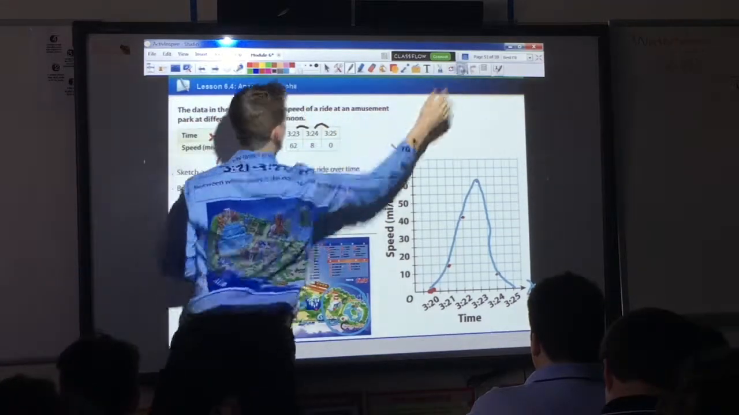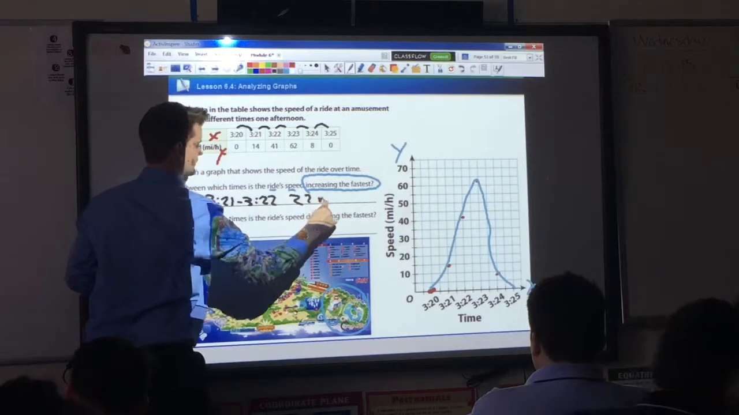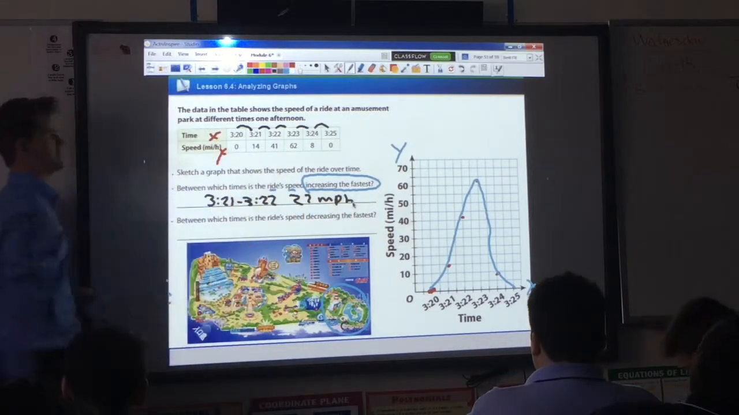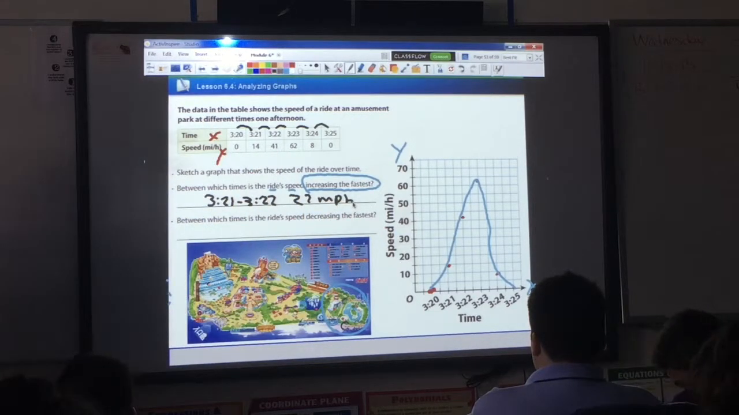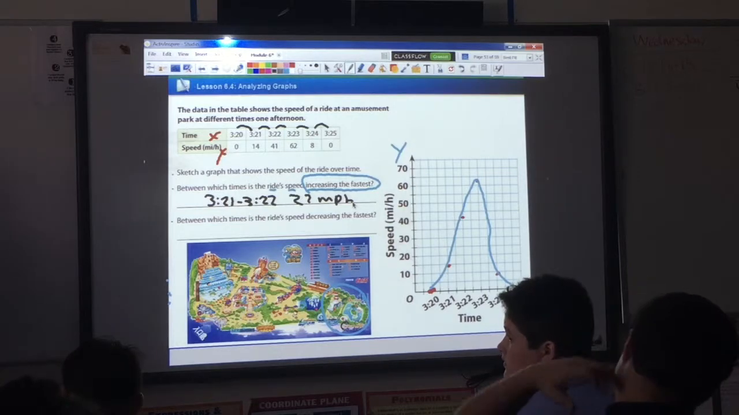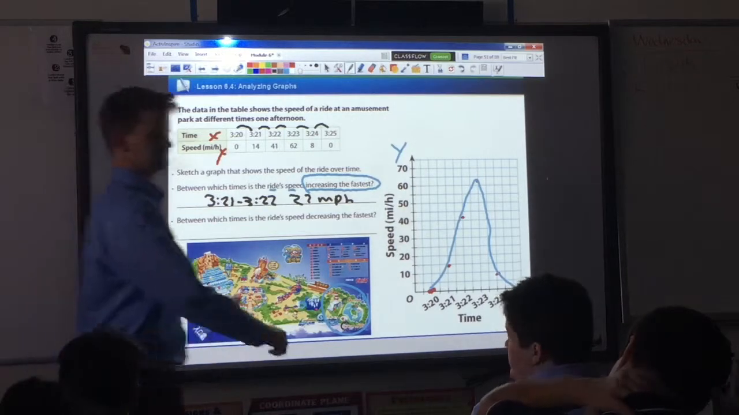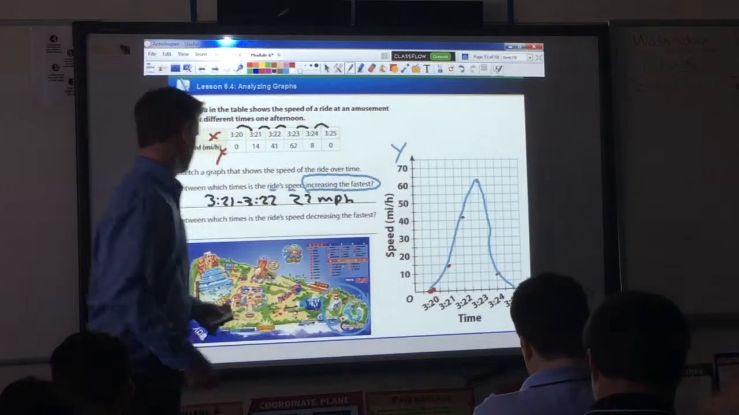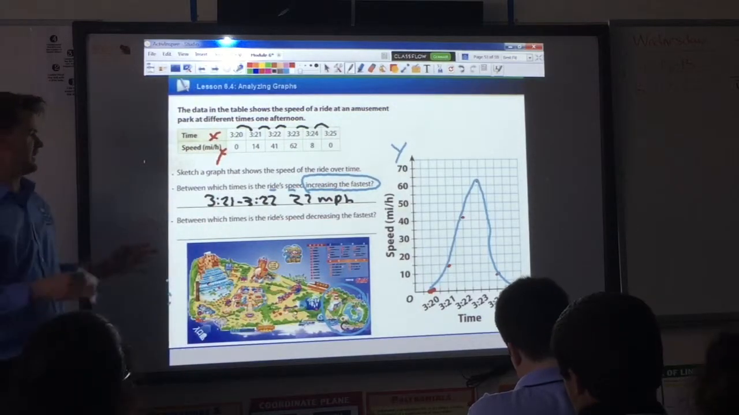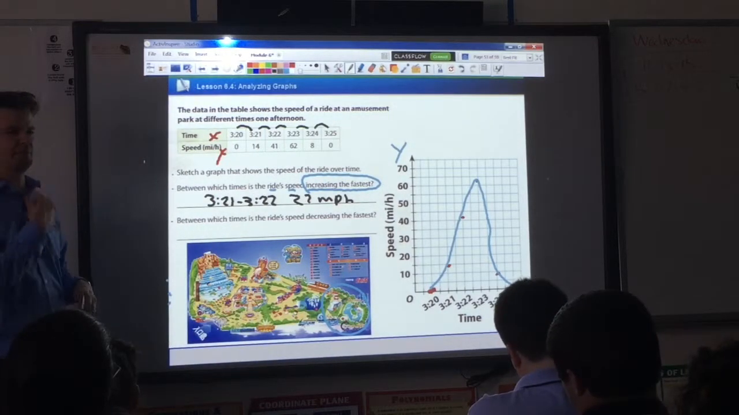From 321 to 322, it increases by 27 miles per hour. It increases by 27 miles per hour between 321 and 322. There's a ghost here. Why is there like Chinese words? Oh, because I'll show you in a second. This is actually an amusement park from Japan where I found the map.